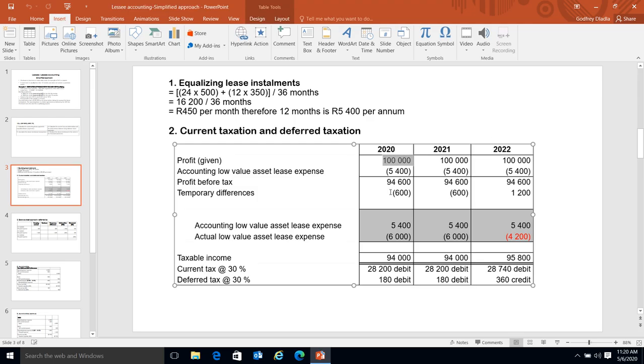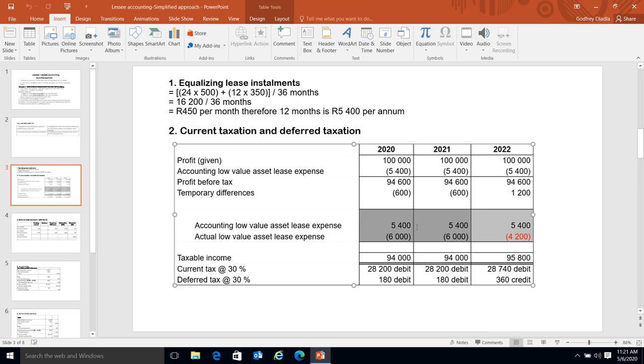In year 2020, you've got 100,000. So remember, you still need to take into account the transactions of this lease. So you've got the accounting low value asset lease expense, which is this one here, the 5,400 that you've basically standardized to 450 per month. Okay, so you minus it as an expense. Remember, you are paying. You are the lessee here. It's an expense to you. You pay, and then you remain with 94,600. Right, now let's go to temporary differences. Always remember that the first thing that SARS does, they will cancel what you are doing.